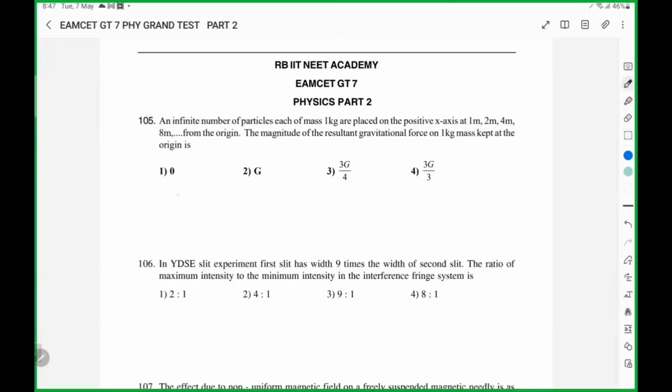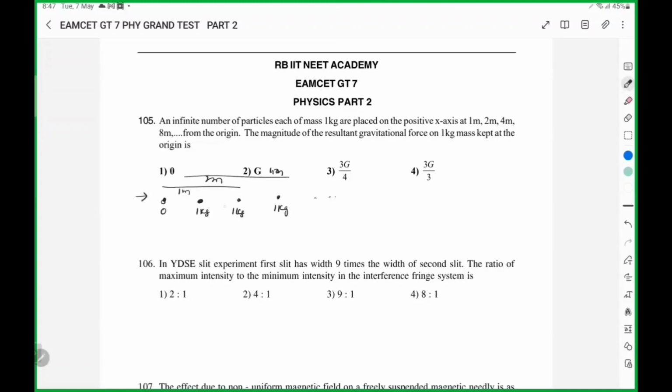Masses are placed: a 1 kg mass at the origin, another mass at 1 meter distance, another at 2 meters distance, another at 4 meters distance. Here 1 kg, here 1 kg, here 1 kg, and so on.